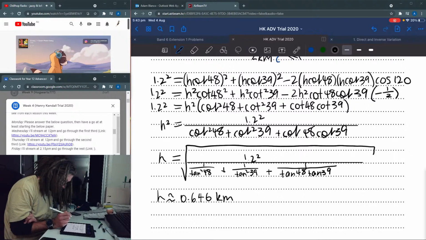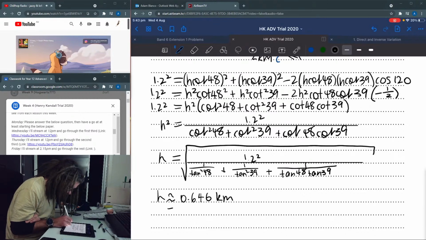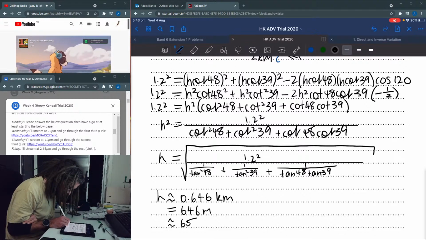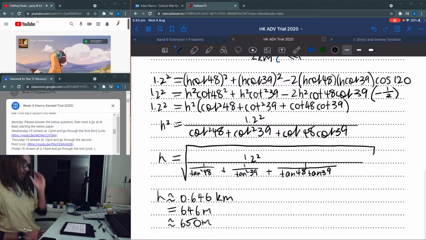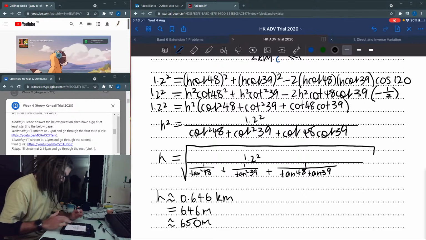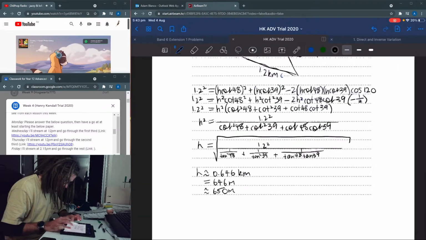If you want to get to the nearest 10 meters, that's equal to 646 meters, and to the nearest 10 meters, so 650 meters. Wow, you really earn your 3 marks there. Oh, look at that, I used every line.